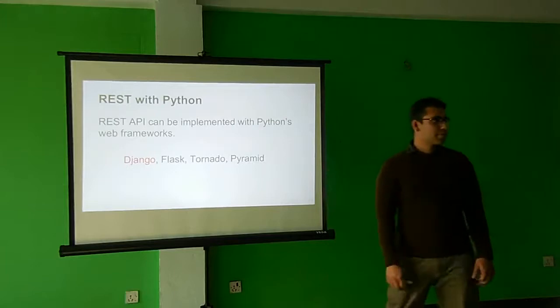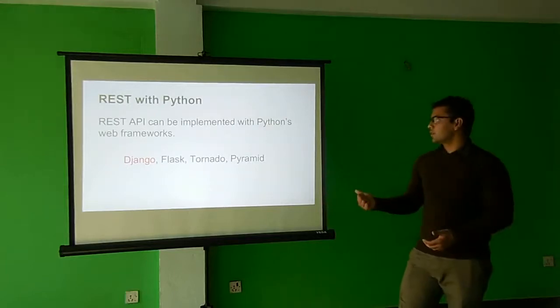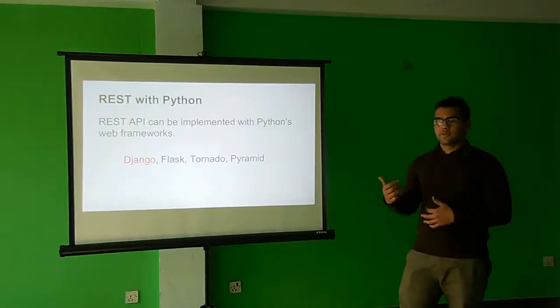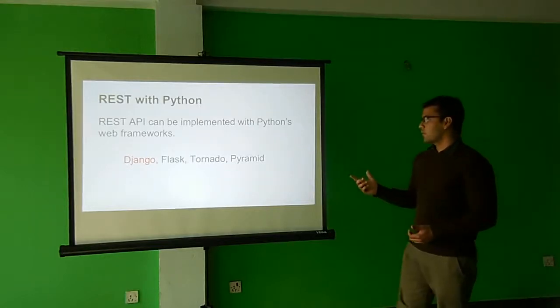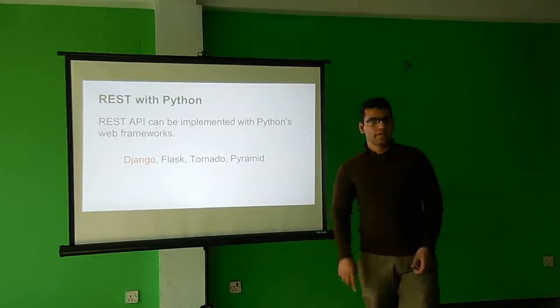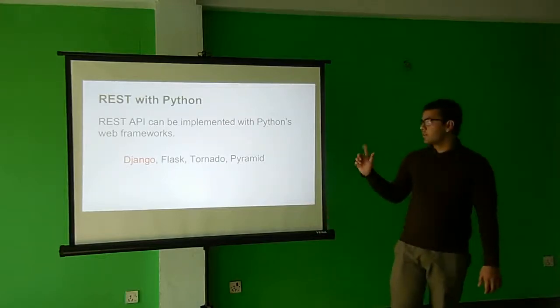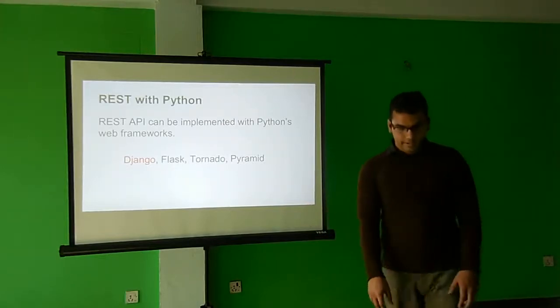So how can we develop REST API with Python? In Python, we need to use different web frameworks for developing REST API. There are various web frameworks like Django, Flask, Tornado, Pyramid, and we'll be talking about developing REST API with Django today.